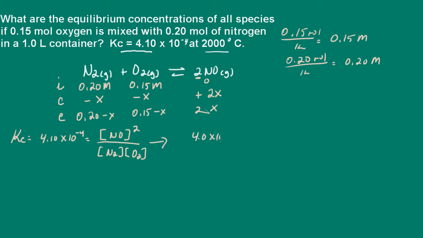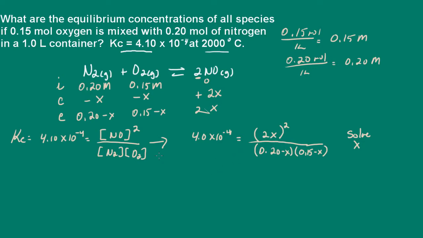So let's go ahead and fill those concentrations in. We have 4.0 times 10 to the negative 4, and that's going to be equal to 2X for the nitrogen monoxide. Again, don't forget the exponent, and that's going to be the concentration of nitrogen, so 0.2 minus X, and then for the oxygen it's 0.15 minus X. So what we need to do is solve this equation for X, and we might have to use the quadratic formula in order to do that.